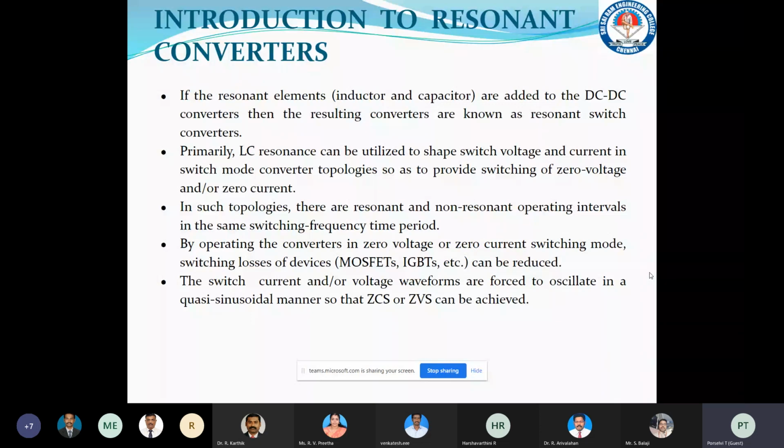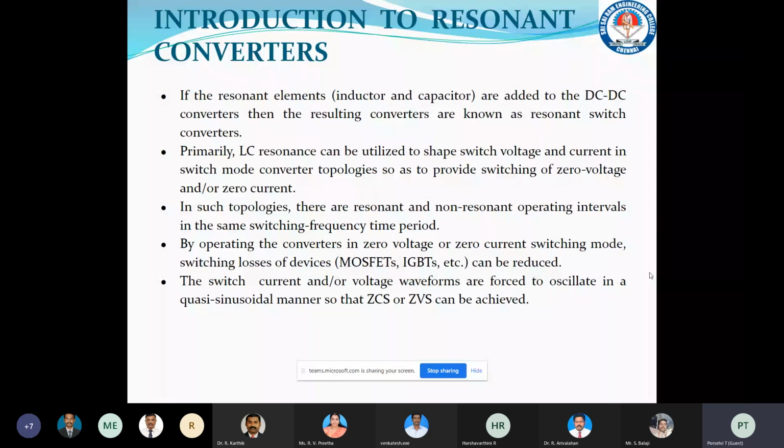So for achieving this, we'll be using the resonant components, so that we need to turn on and turn off the switches either at zero voltage or at zero current, in order to reduce the switching losses. Because during the switching operations, there will be a rapid change in voltage and current during this turning on and turning off period of the switch.